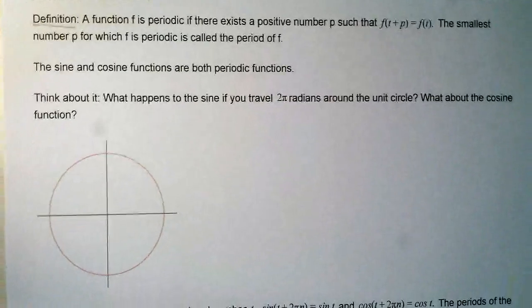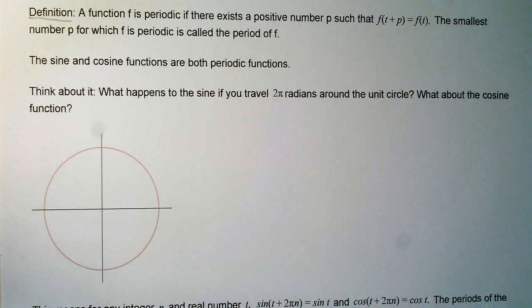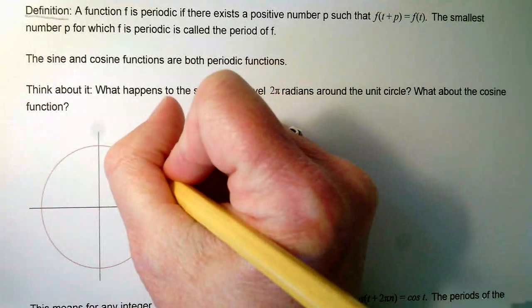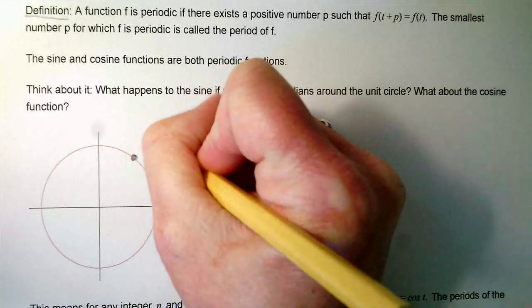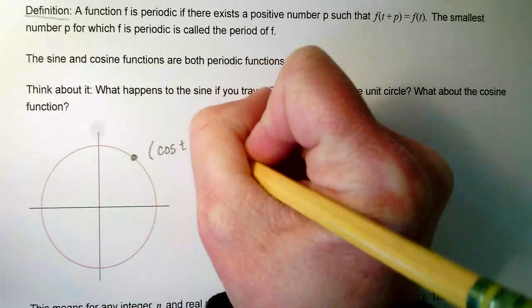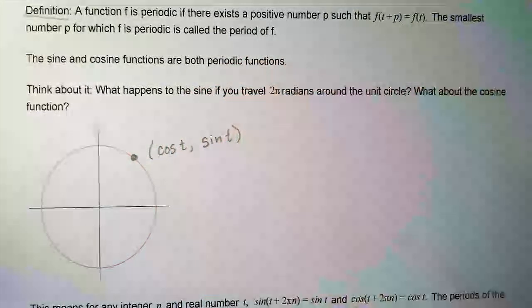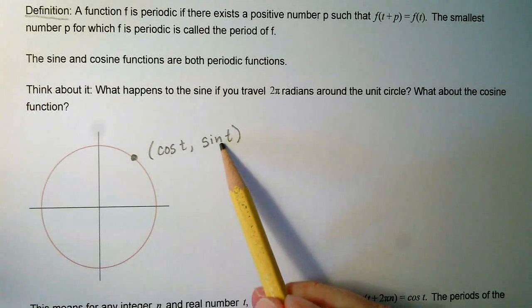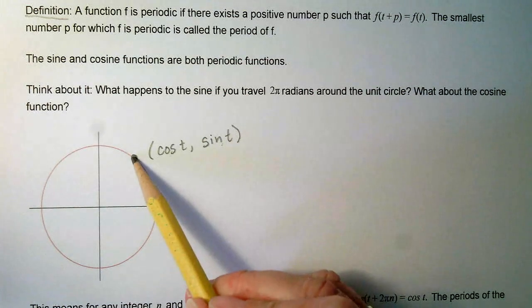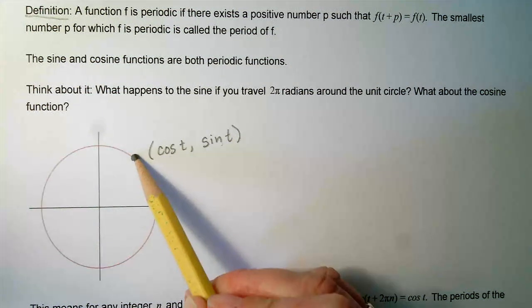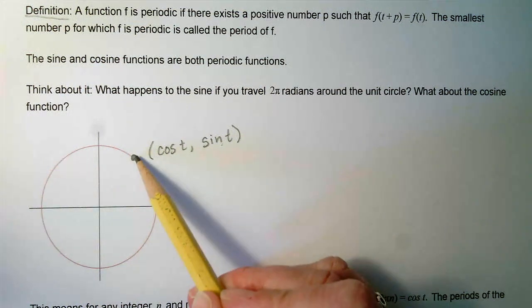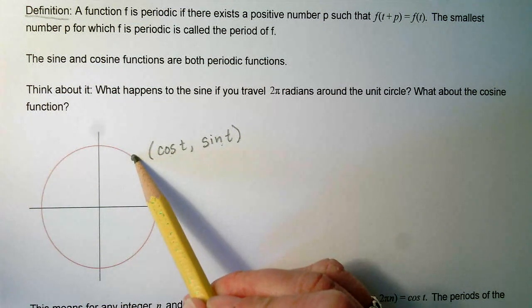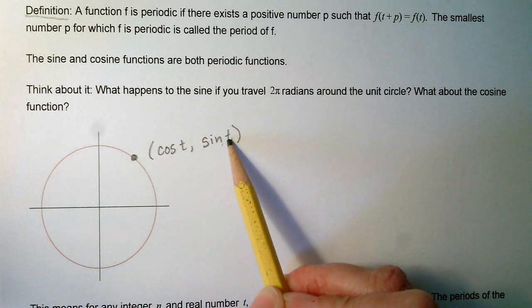So the sine and cosine functions are both periodic functions. So let's think about our point here. And we know that it goes cosine and then sine. So what happens to our sine if we go 2 pi radians around the circle? We're starting here, but how far is 2 pi radians? It's an entire circle around, right? And what is the sine there? Notice how it's still the same.